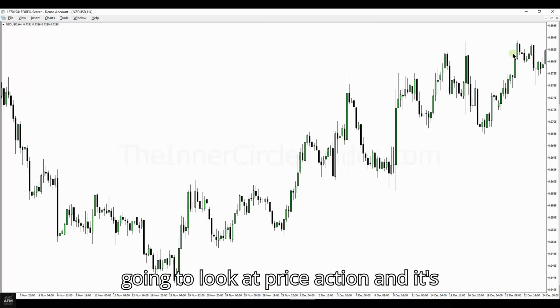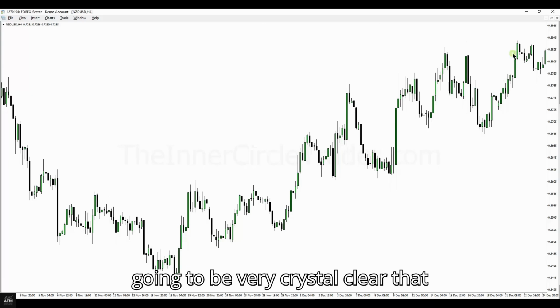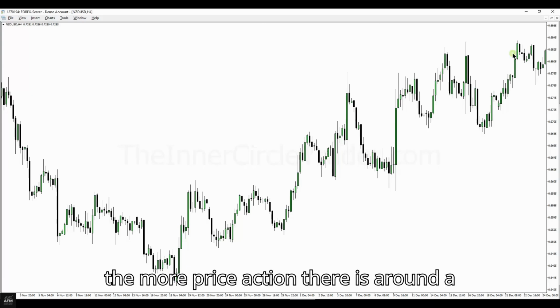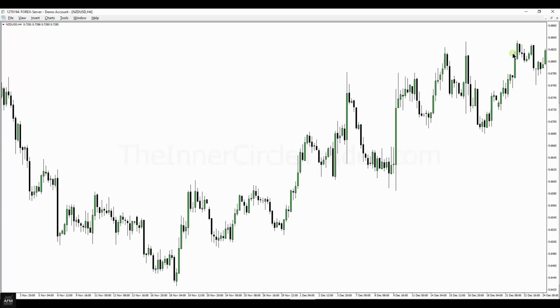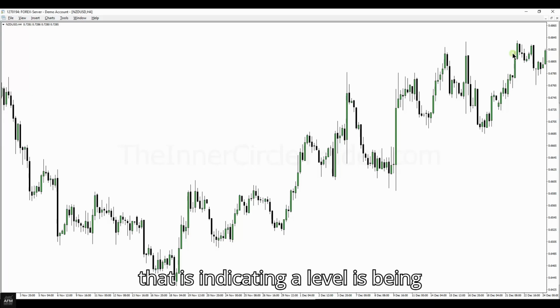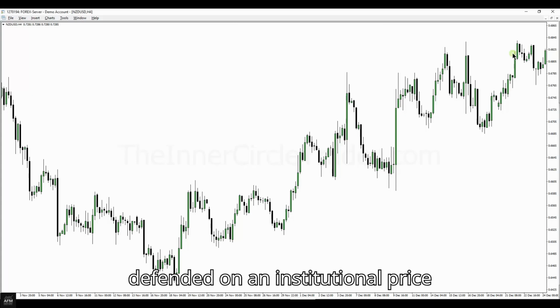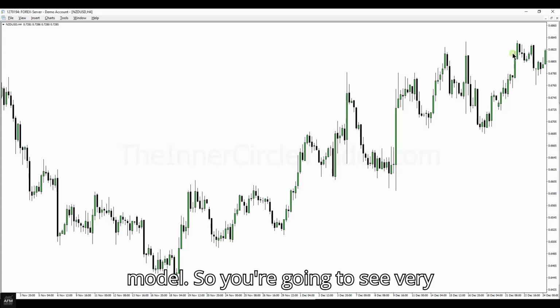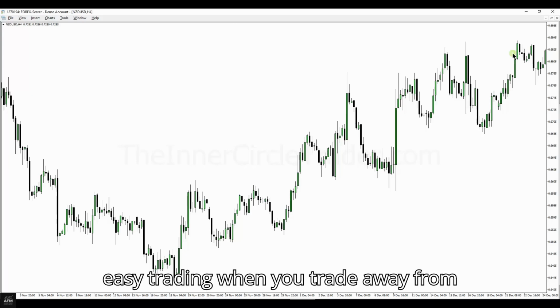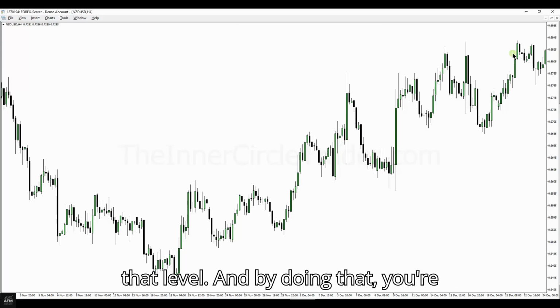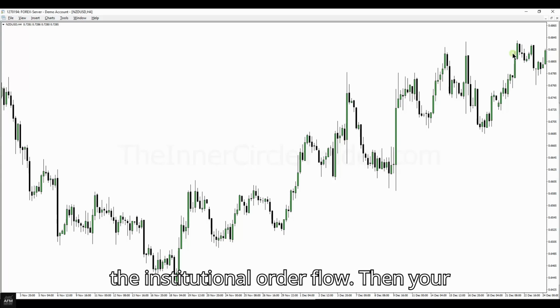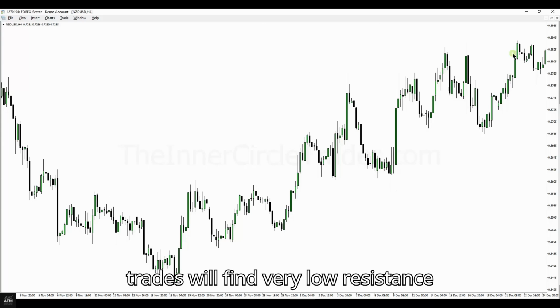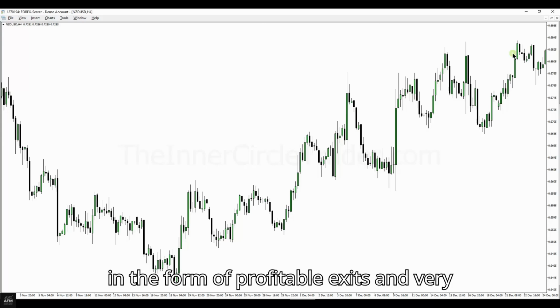you're going to look at price action, and it's going to be very crystal clear that the more price action there is around a specific level, or a high or a low, that is indicating a level is being defended on an institutional price model. So you're going to see very easy trading when you trade away from that level. And by doing that, you're going to be getting yourself in sync with the institutional order flow. Then your trades will find very low resistance in the form of profitable exits and very little drawdown.